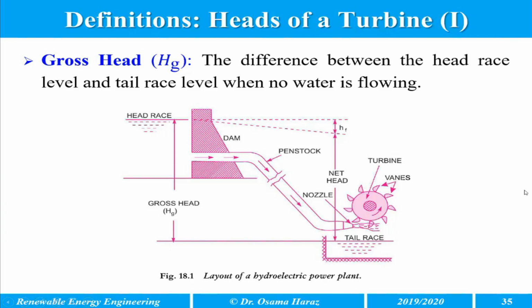Now we'll talk about some basic definitions for hydropower turbine. Head of a turbine. What is the head? Actually, this is the layout of a hydroelectric power plant. It shows the water reservoir, dam, penstock, nozzle, turbine, vanes, and the water behind the dam has a height called gross head, HG. The water after the dam just below the turbine is called the tail race. Here is the head race with the height HG, and this is the tail race.